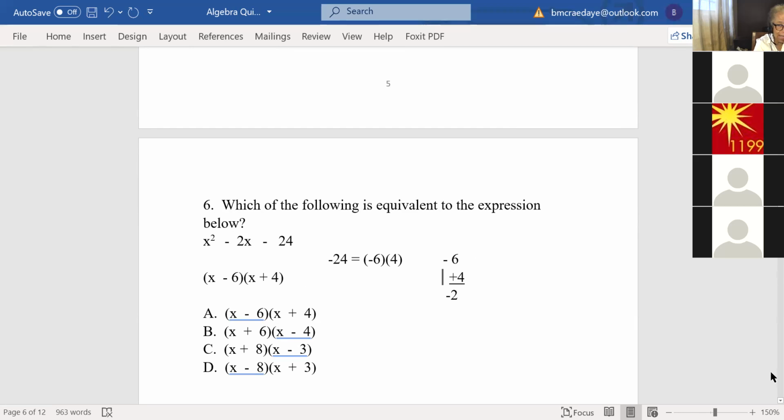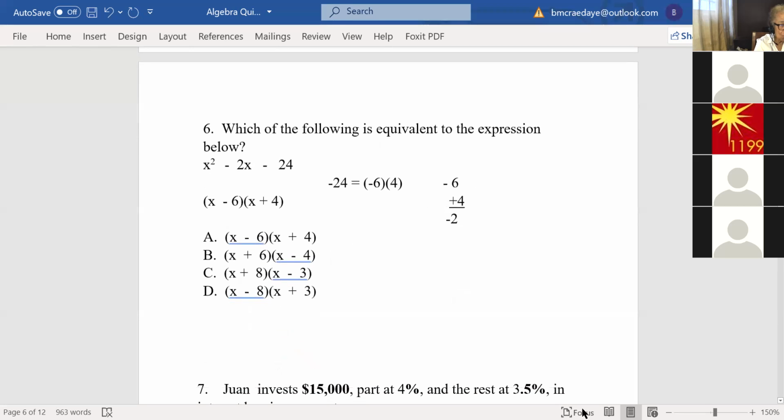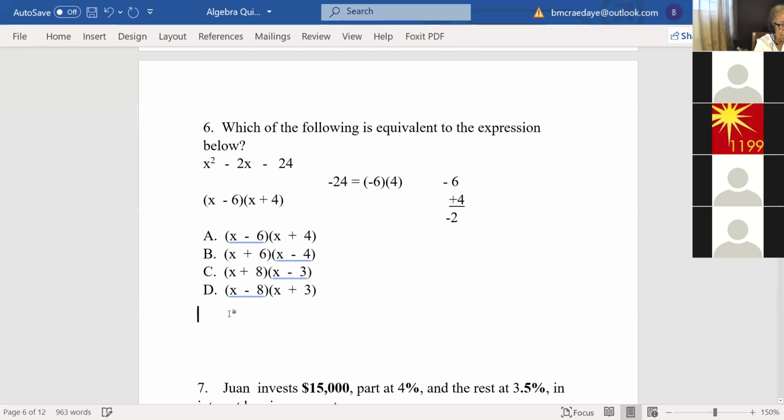And what answer is that, Chastity? What's the answer? A, B, C, or D? Which one, Audrey? A, right? Because A is x minus 6 times x plus 4. Those are your factors. You had it right? Very good.